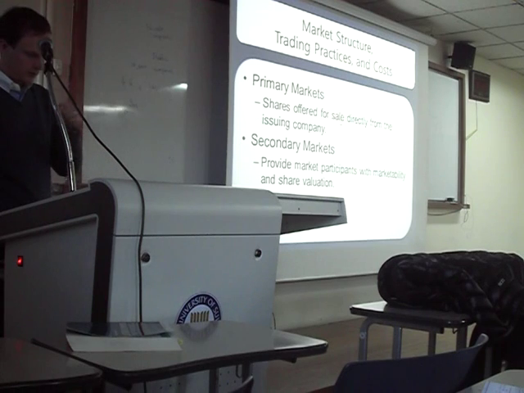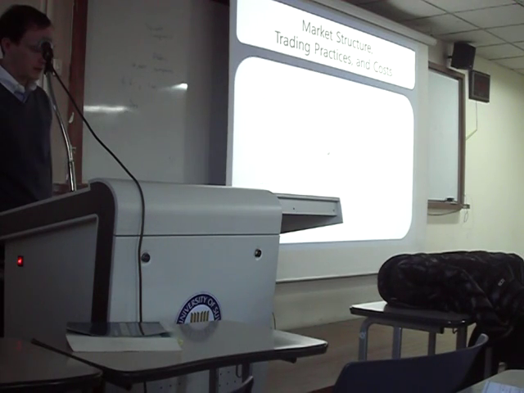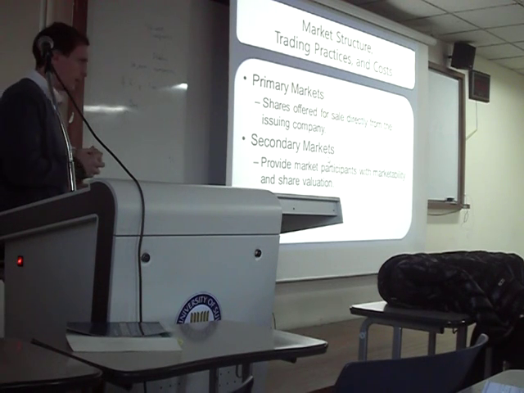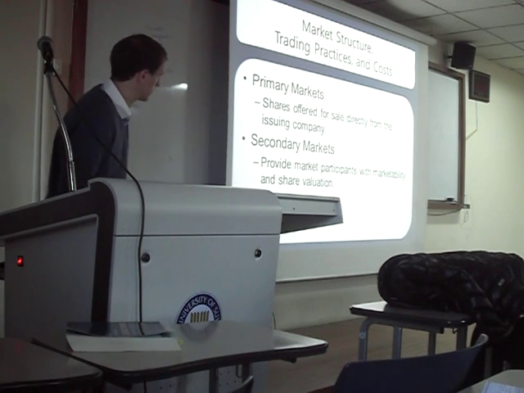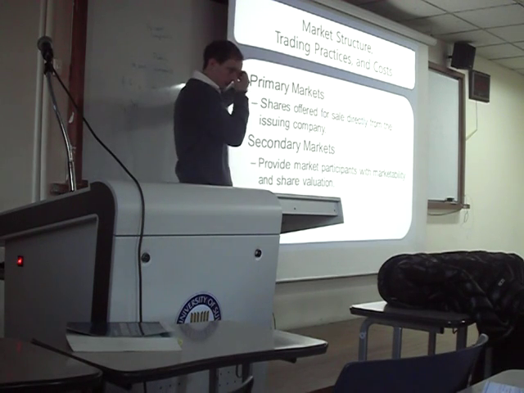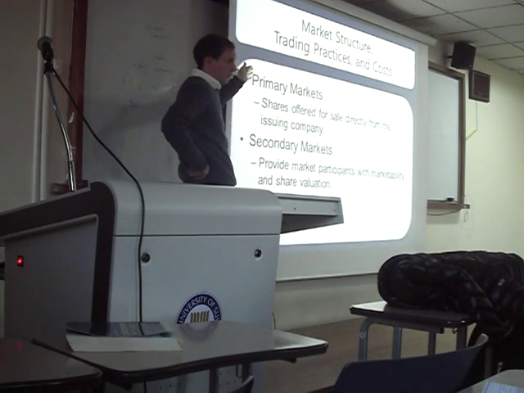So we have two different types of markets. Primary market, the share is offered for sale directly from the issuing company. And secondary market, what we normally think of, the stock market. Stock market is the secondary market. Okay. Primary market, we'll talk about later in more detail with bonds.